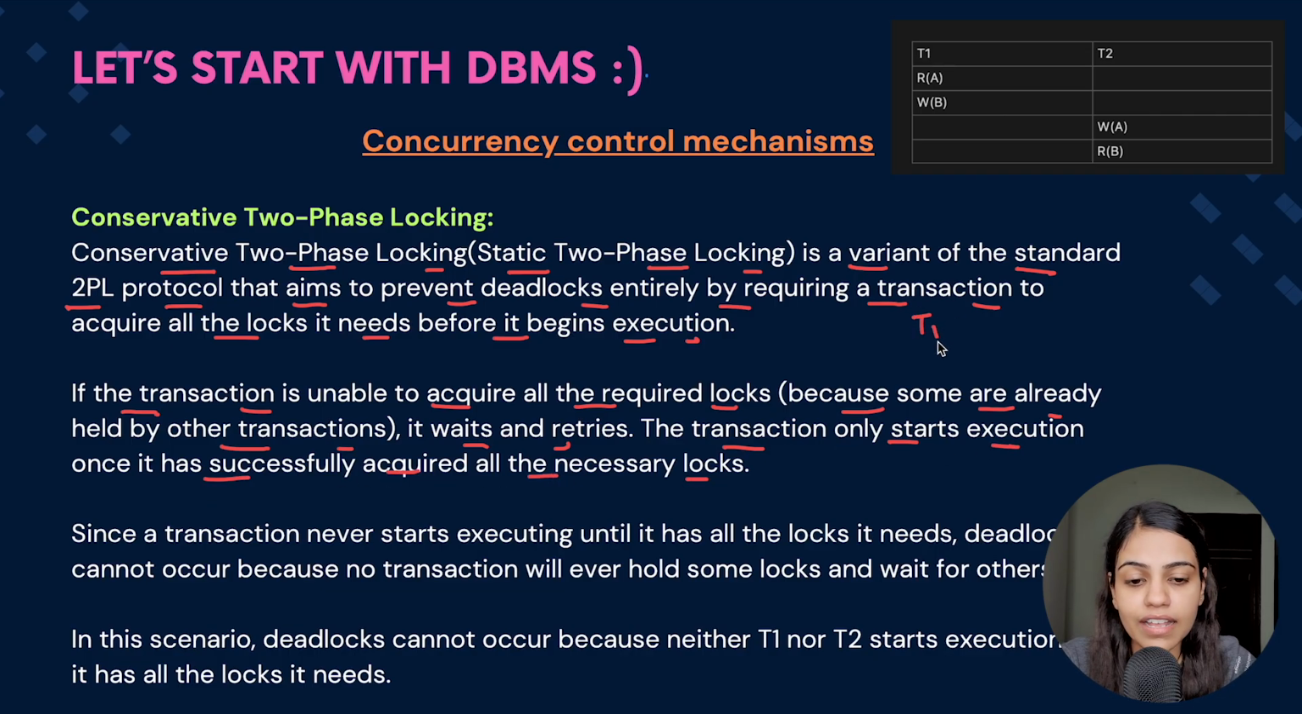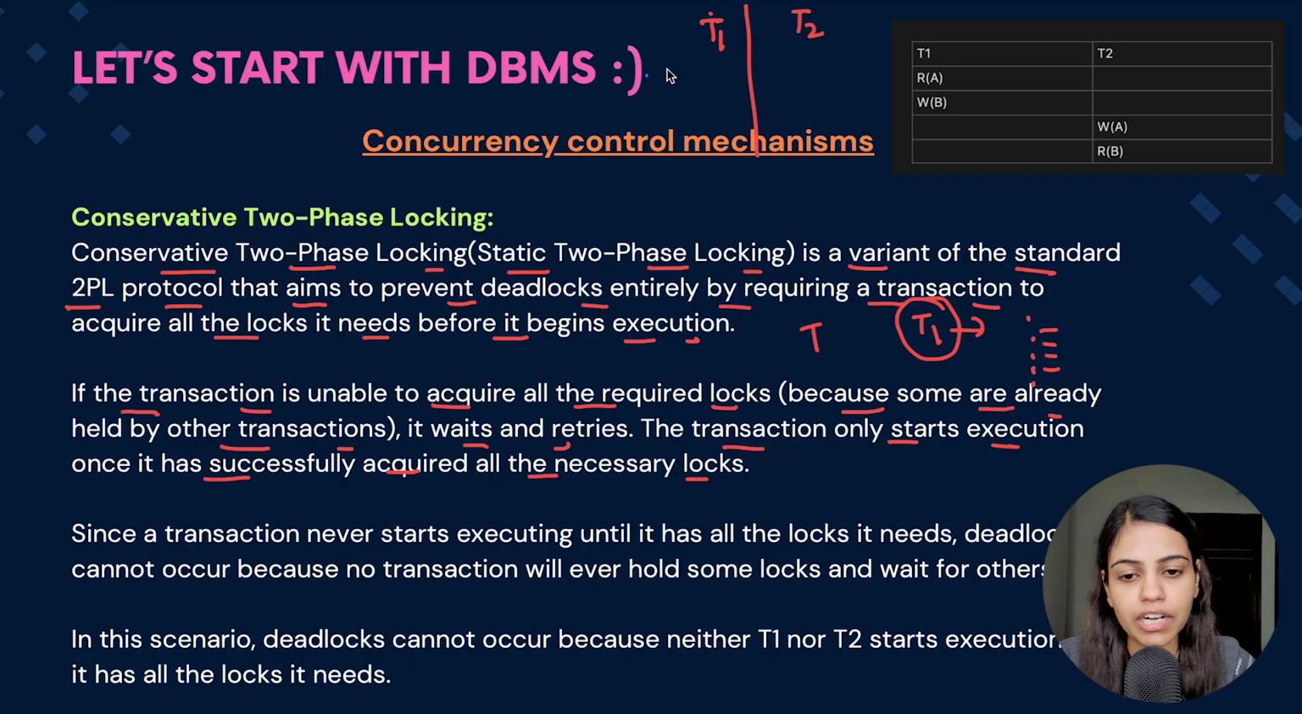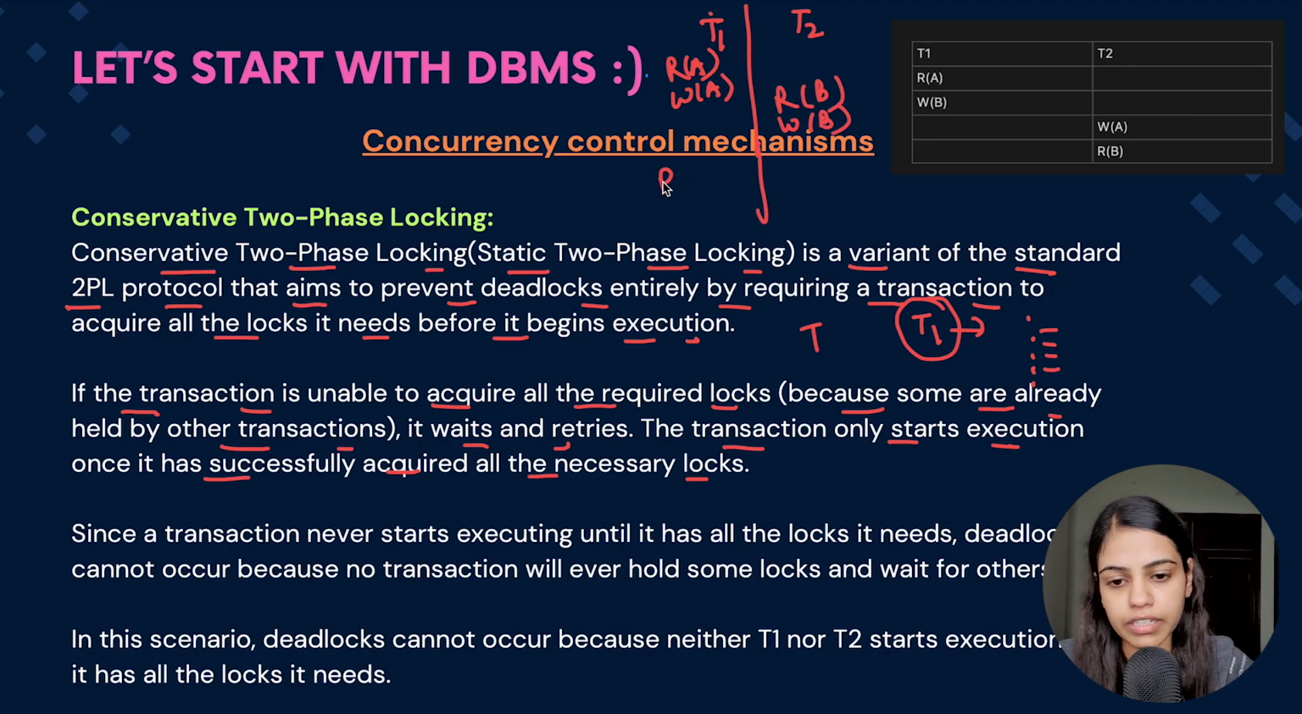The transaction only starts execution once it has successfully acquired all the necessary locks. So once a given transaction has acquired all the locks needed for the operations present in the transaction, only then will it start its execution. Until then it won't start its execution and it will wait. So consider there are two transactions T1 and T2. As part of T1 we are doing a read operation on A and a write operation on A. As part of T2 we are doing a read operation on B and a write operation on B.